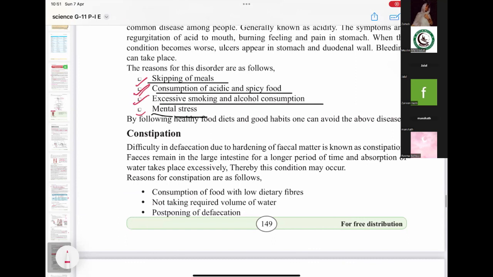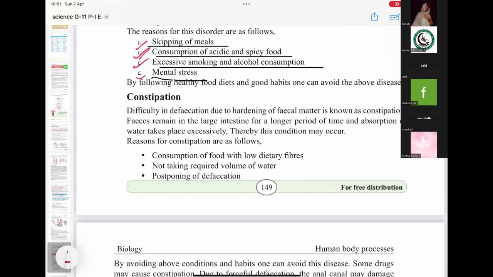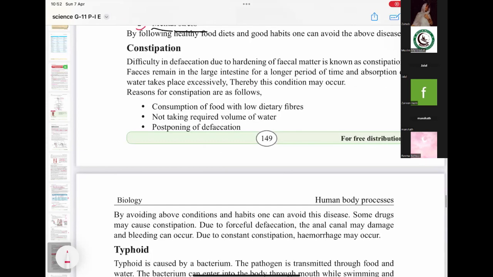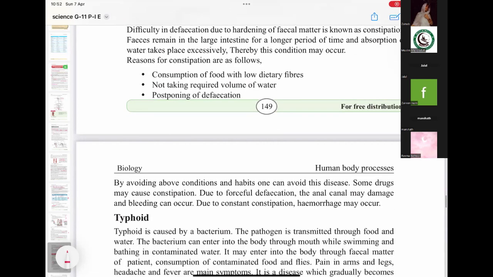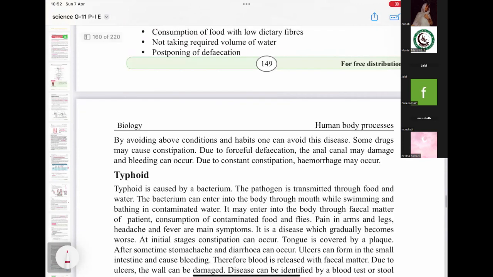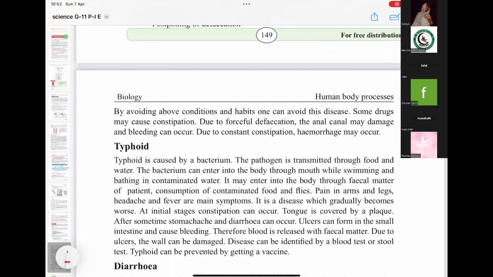Don't skip your meals. Reduce eating acidic and spicy food. Prevent smoking and alcohol consumption. Manage your mental stress, and so you can avoid it. Constipation also leads to hemorrhage, where there is continuous bleeding. People may even die.